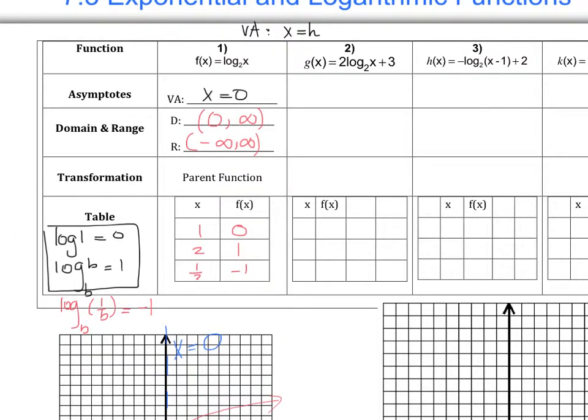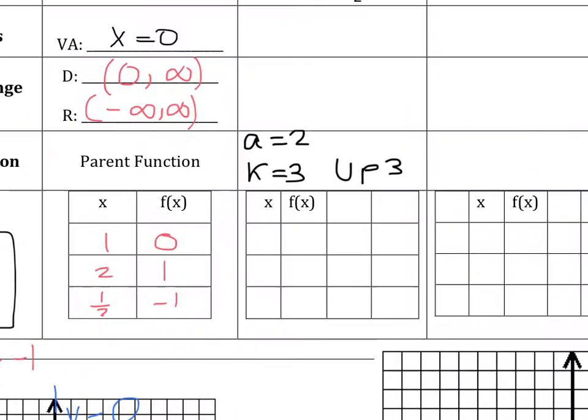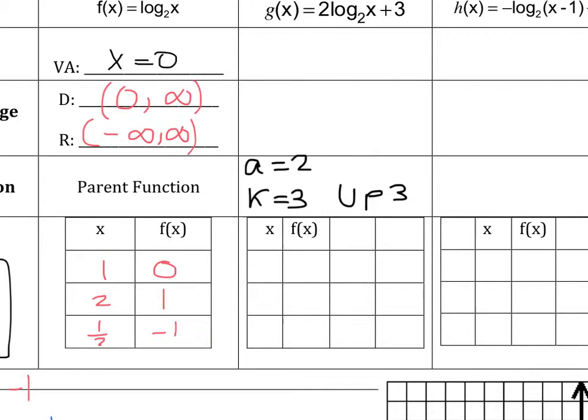Now in this case as well, I do not have an h. The number on the outside is going to be my k, so that's going to move my graph up 3. So let's write that down. If k is 3, then my graph is going to go up 3. Now the 2 on the outside is going to be my a, which is going to be stretching my graph by a factor of 2.